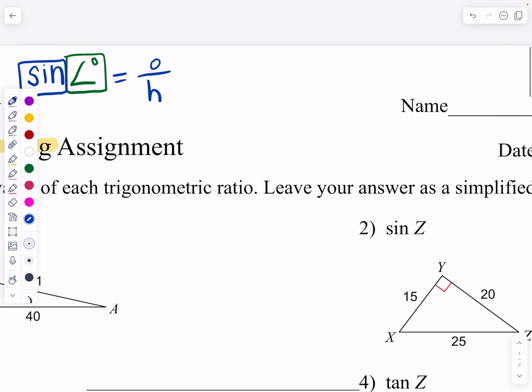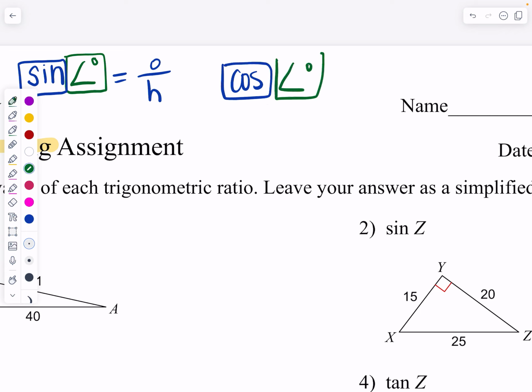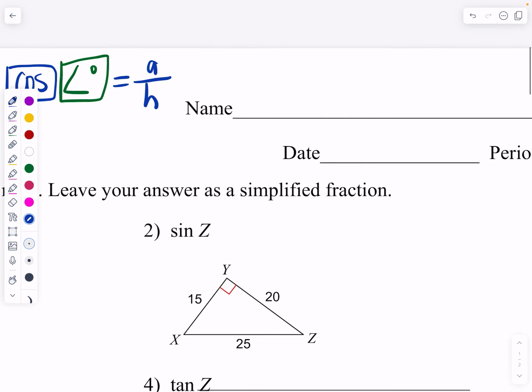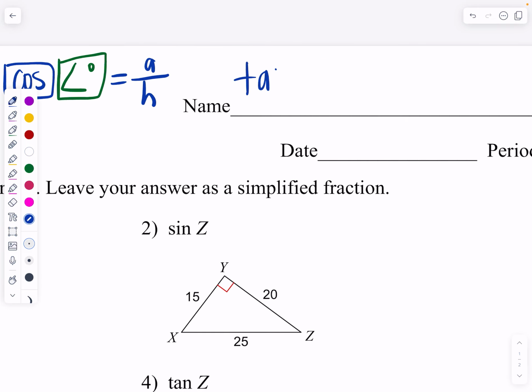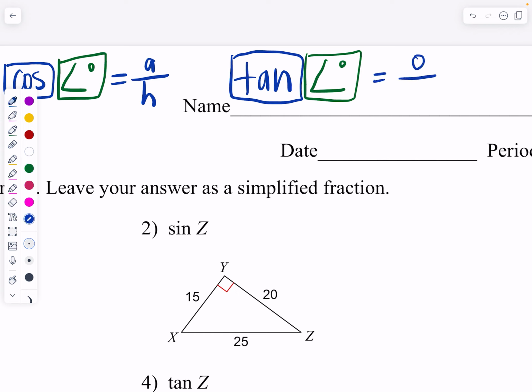Okay? Then we have cosine. So the cosine of the angle, whatever the angle is, is going to be equal to that angle's adjacent, A, over that angle's hypotenuse, H. Okay? And then last but not least, we have the tangent button. Tangent of the angle is going to be equal to that angle's opposite over that angle's adjacent.